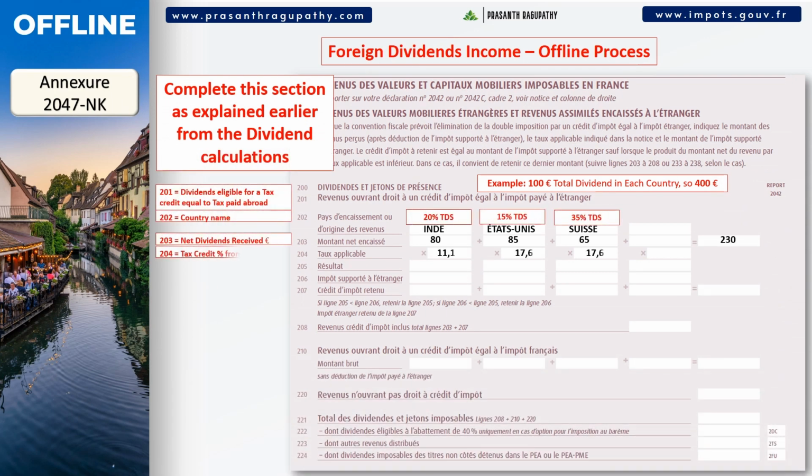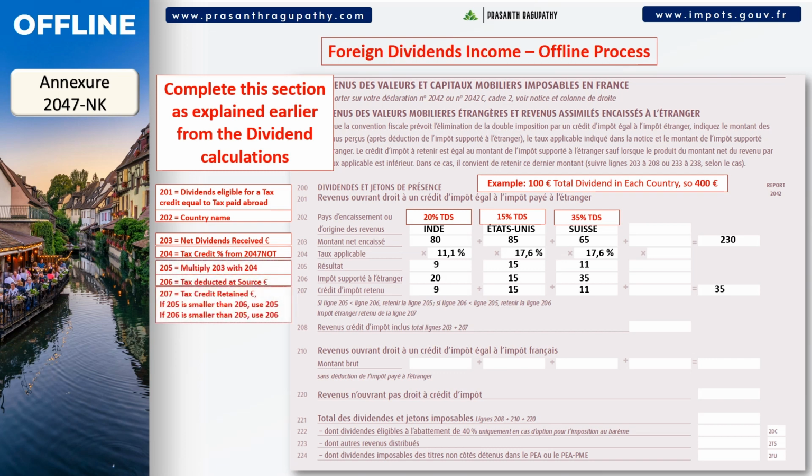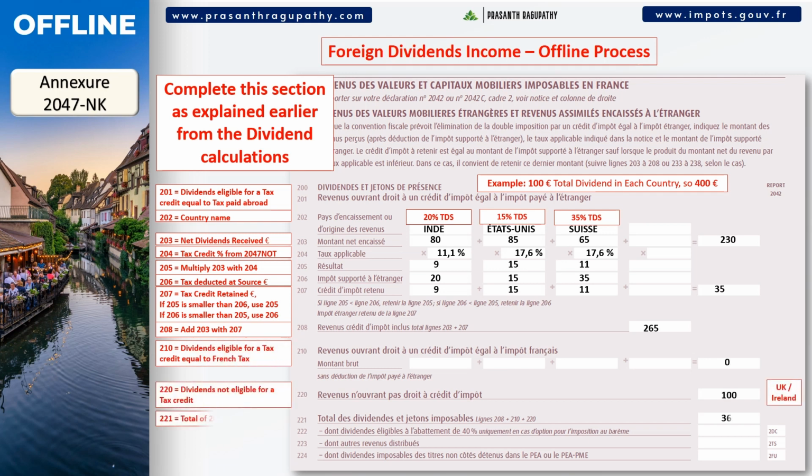The dividends eligible for a tax credit equal to the tax paid abroad are entered from lines 201 to 208. Then in line 210, enter the dividends eligible for a tax credit equal to French tax. Then in line 220 go the dividends not eligible for a tax credit. Finally, enter the total from lines 208, 210 and 220 in line 221.